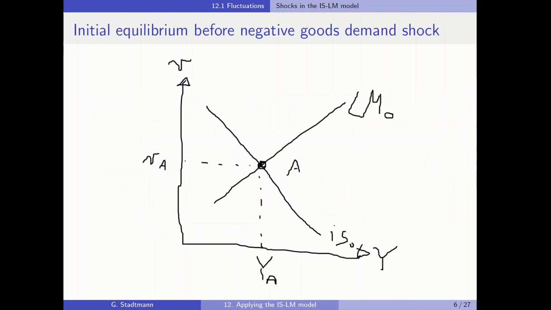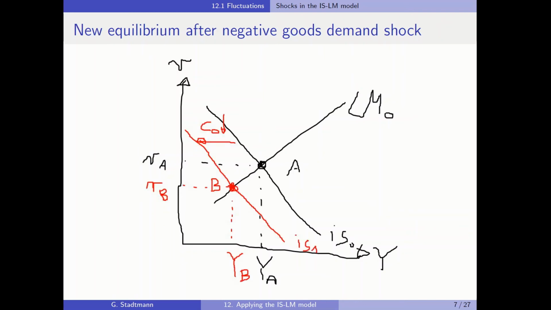Let's talk about these shocks in a graphical way. We can see here the initial equilibrium in the ISLM model, and now a negative goods demand shock arrives. So it might be the case that B0, the autonomous component of investment, decreases, or that C0, the autonomous component of consumption, decreases. This will shift the IS curve to the left, and hence we get a new equilibrium here in point B, where the interest rate is lower, but GDP is also lower.